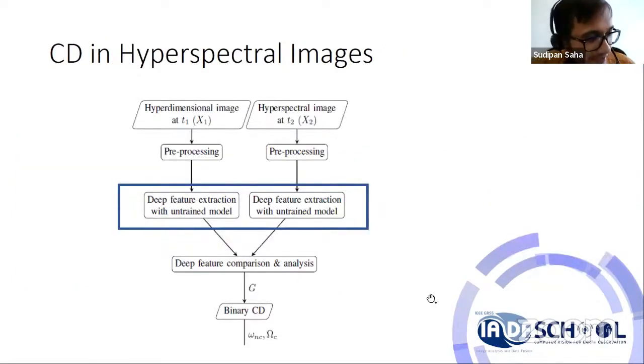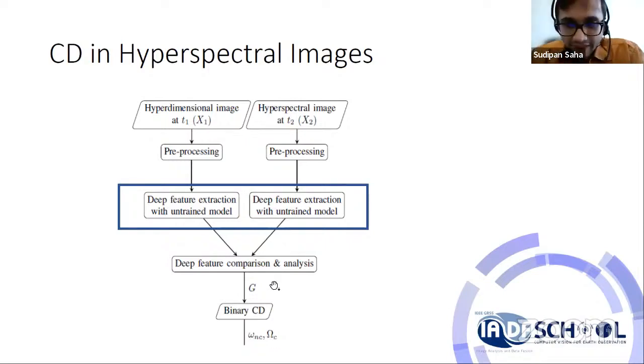Then we show another very interesting case, which is change detection in hyperspectral images. Let's say you have two hyperdimensional images, X1 and X2. Pretty much the framework remains the same, right? You have a model with which you can extract the deep features from both X1 and X2. And then you can perform a deep feature comparison and analysis to obtain G, which, if you remember, is the deep change vector. And then you can do a binary change detection to obtain change pixels and non-change pixels, right?